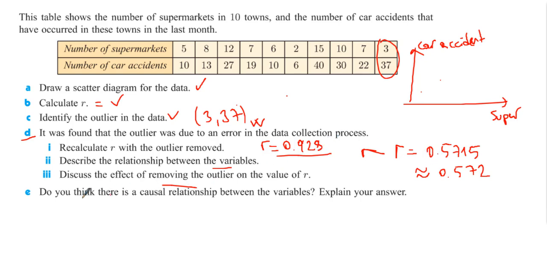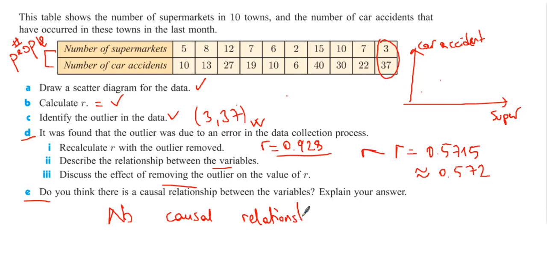And now, the last one: do you think that there is a causal relationship between the variables? Explain your answer. Of course, there is no causal relationship between supermarkets and car accidents. They must both depend on something else in a specific town. On what? Of course, on the people, the number of people in that town. The number of people caused both the number of supermarkets and the number of car accidents. So there is no causal relationship.